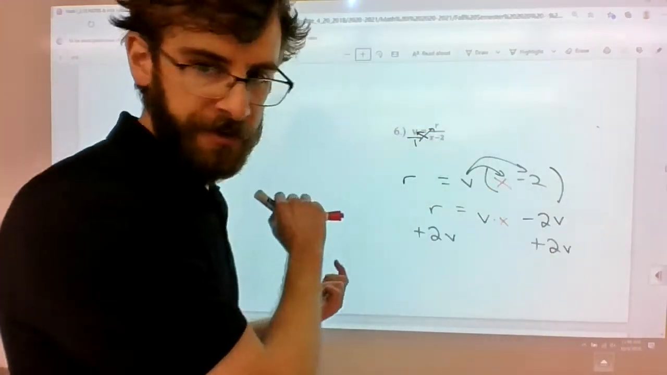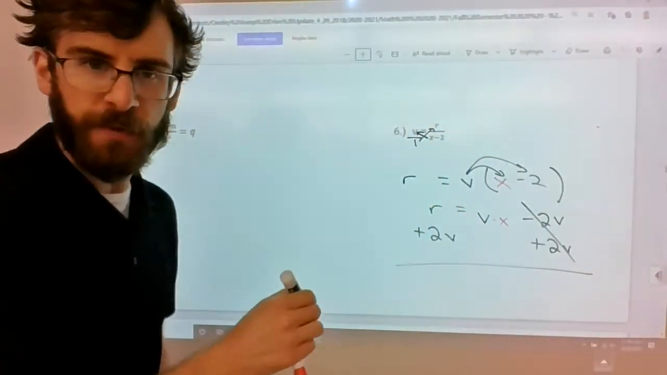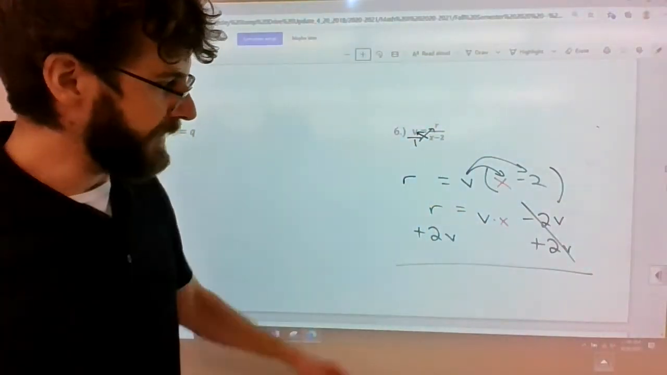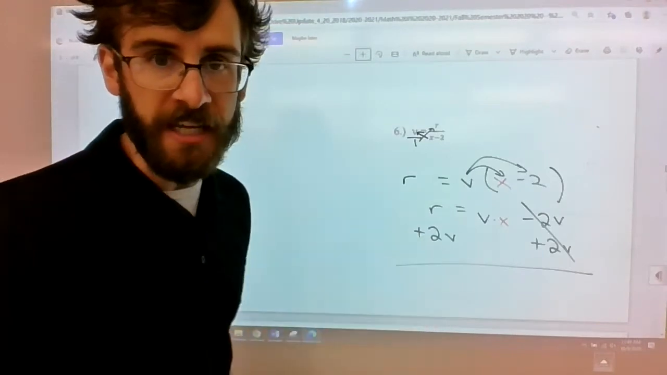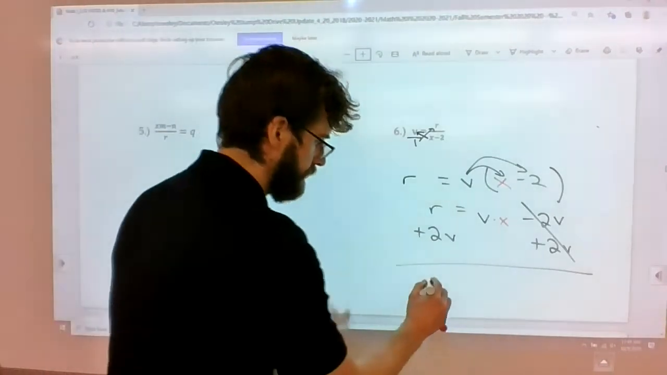I've got to move it to the other side. If it's not connected to the x with multiplication, get it over there. Now this is r plus 2v. Can't be simplified.